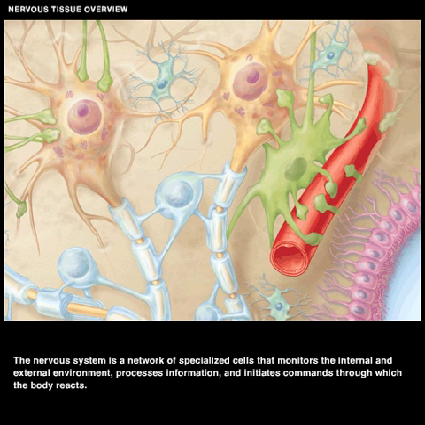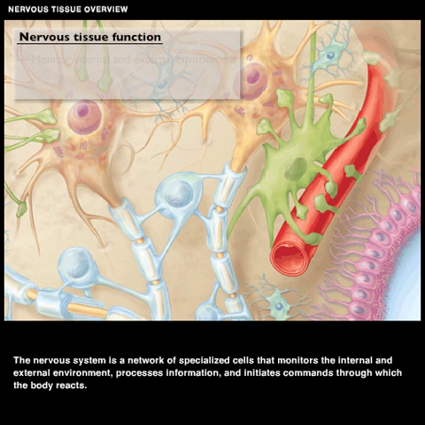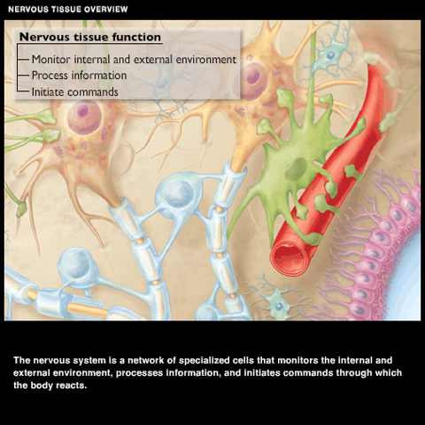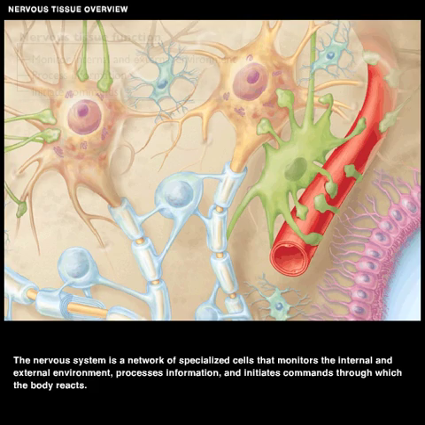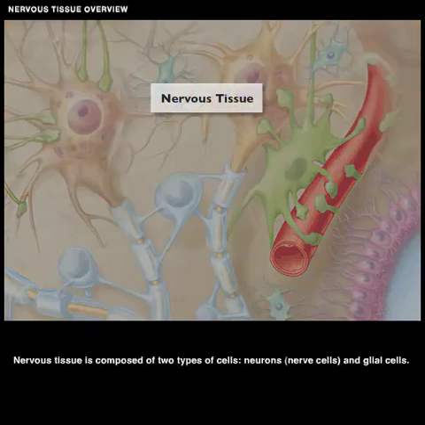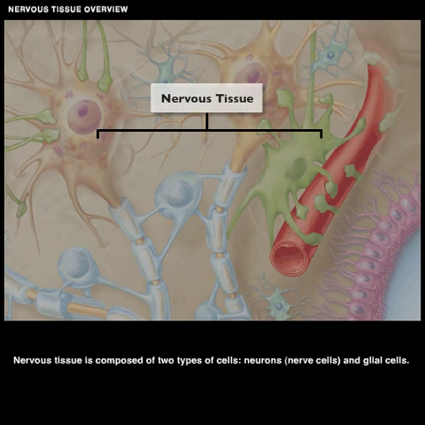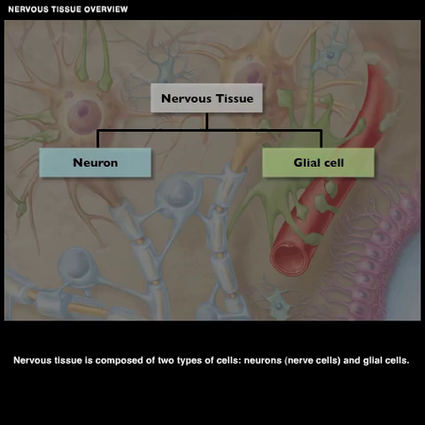The nervous system is a network of specialized cells that monitors the internal and external environment, processes information, and initiates commands through which the body reacts. Nervous tissue is composed of two types of cells: neurons, or nerve cells, and glial cells.